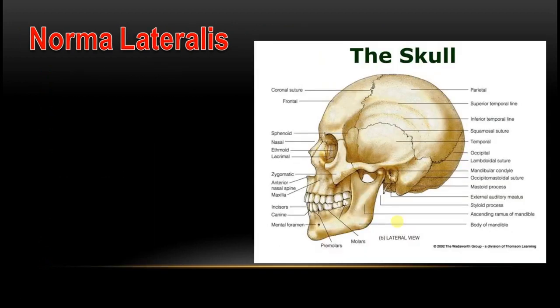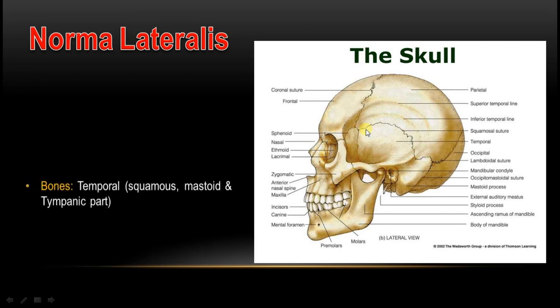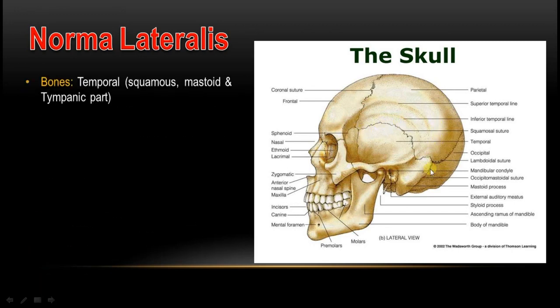So now we will move on to the next view, that is the Norma lateralis. So we are actually looking at the lateral view of the skull. In the Norma lateralis, what are all the bones you come across? Temporal bone. Most parts of the temporal bone you are able to see here. Squamous part. Then you are able to see the mastoid part, the mastoid process.